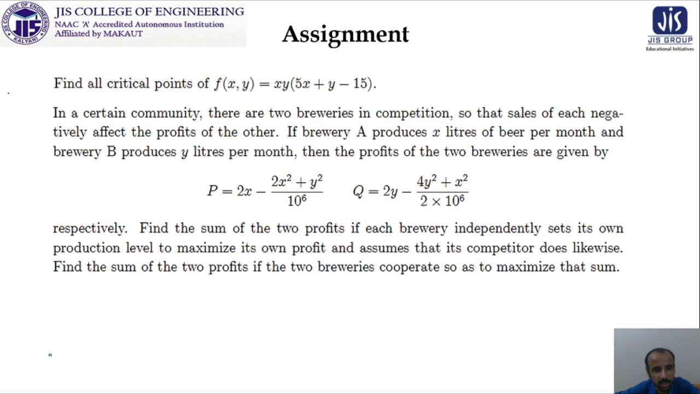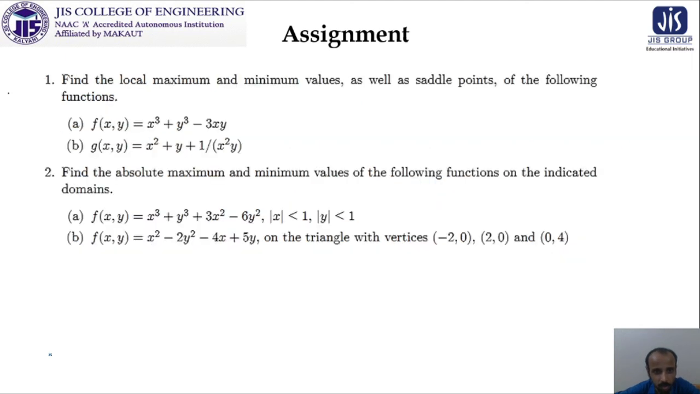Finally, this is going to be your assignment. The first one is like the general problem we have solved, but the second problem is related to real life structures, where you have to link it with your ideas. Try to find the mathematical part from it and find the required job asked here. So this is also the assignment.